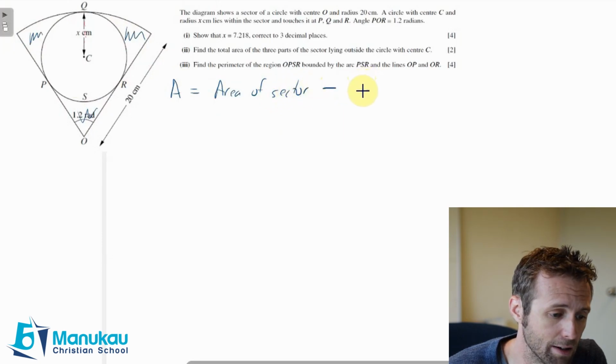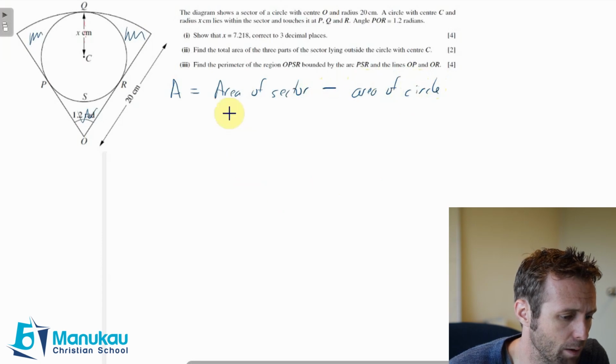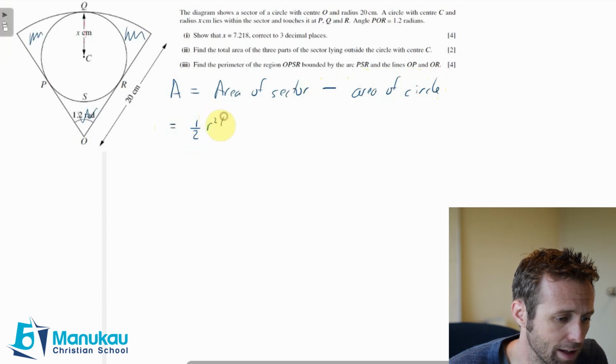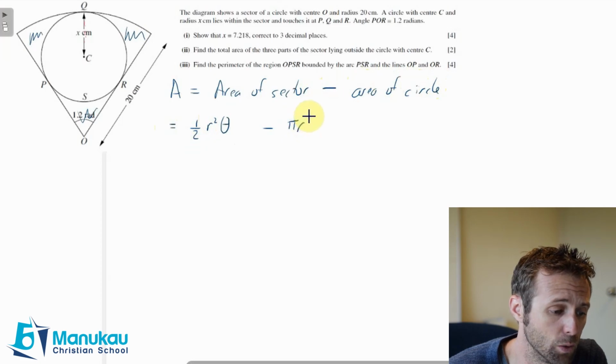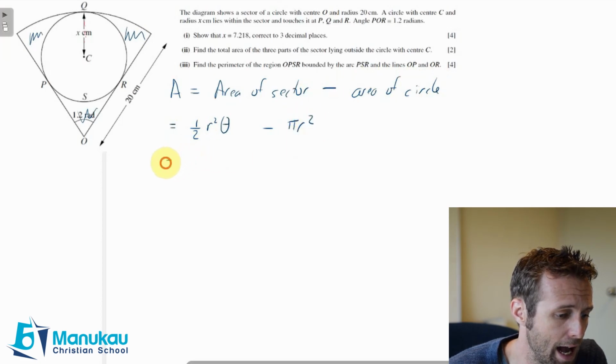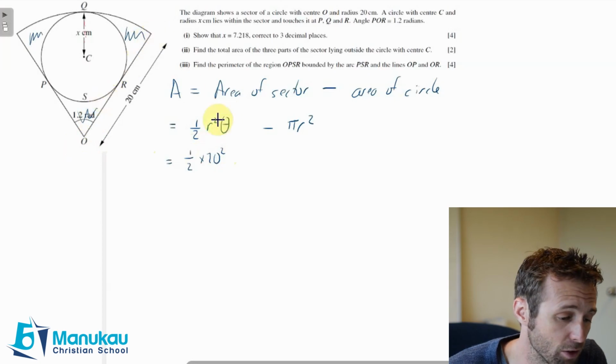Subtract from that the area of the circle. So let's do that. Well, the area of the sector, using our formula, is half r squared theta. That's our formula. And the area of a circle is pi r squared. Now, half r squared theta, it's half, times 20 squared, because that's the radius of the big sector. And theta is 1.2 radians, so times 1.2.